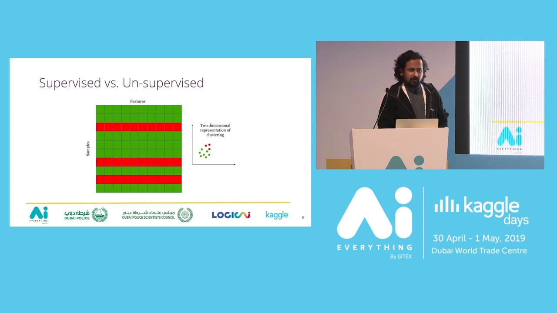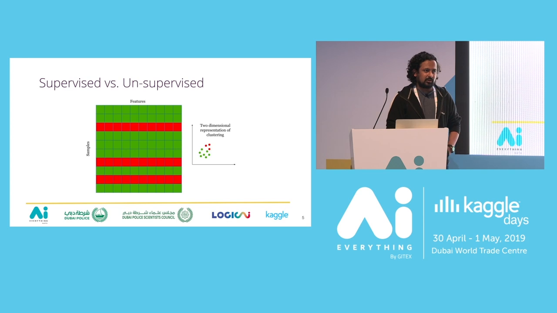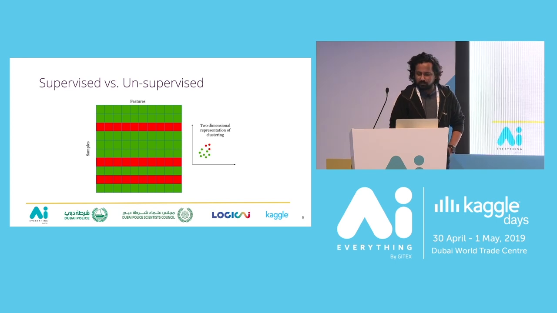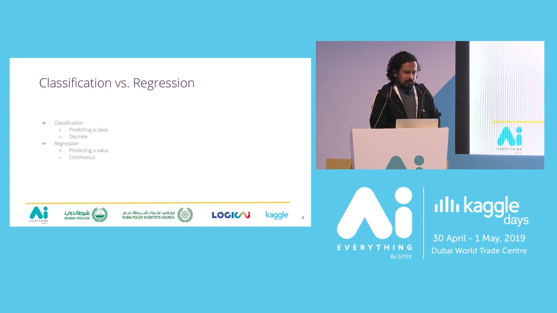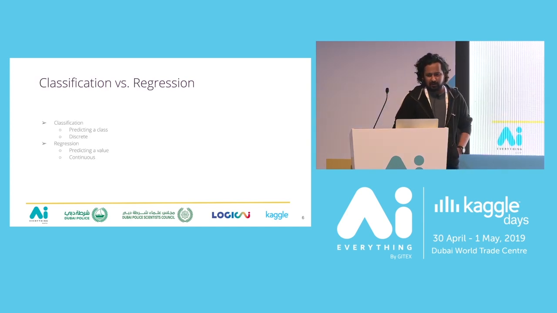For example, a fraud detection problem, when you don't know which transactions are fraud, becomes an unsupervised problem. When we look at classification or regression, classification is about predicting a class, discrete, and regression is predicting a quantity, a value, continuous.